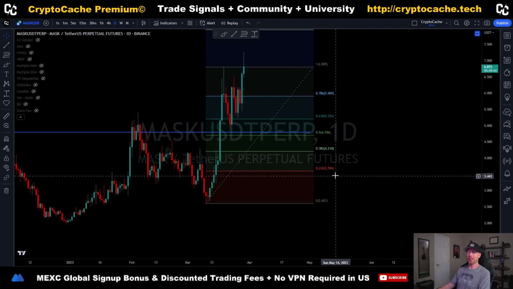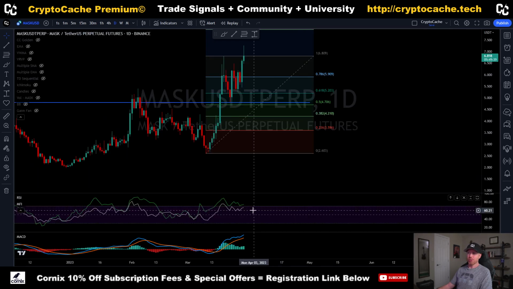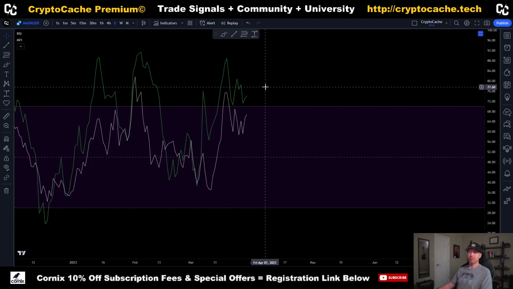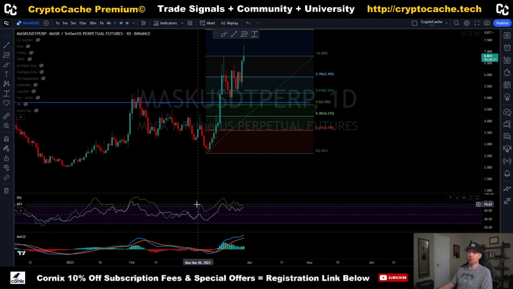So that's where we're at there, but everything here so far is bullish. We have a convergence on the MACD. We also have RSI still having room. Money flow index is high. So we have a lot more volume moving into Mask here in the last couple of weeks compared to before, which is pretty common.